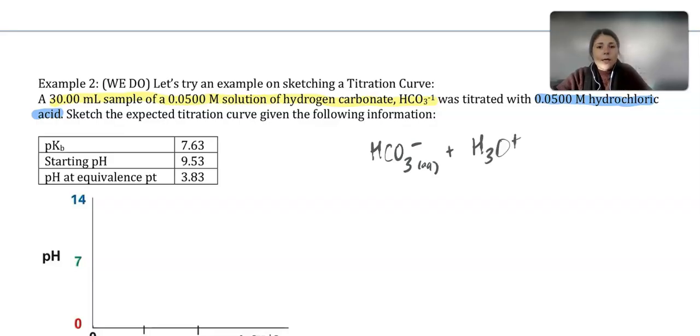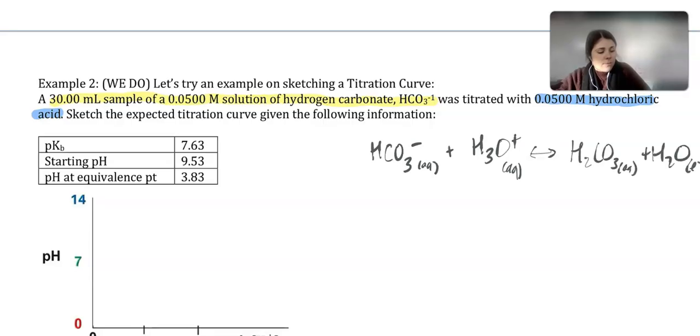I'm going to immediately put H3O positive because when we do titration problems, we need to go directly from the HCl to H3O positive because that's going to be the thing that's reacting, not the Cl minus. And it's going to make H2CO3 plus water. So the HCO3 minus is going to be my weak base, the H3O positive my strong acid, and we will be making a conjugate acid. So H2CO3 and HCO3 minus are conjugate acid base pairs.